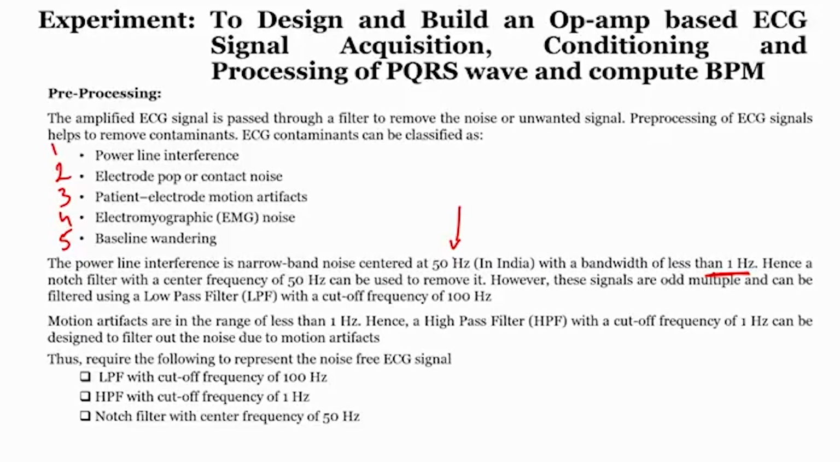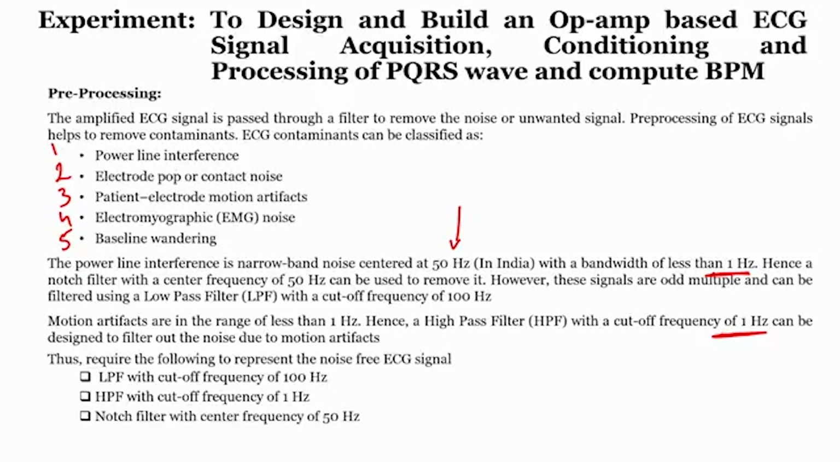However, these signals are odd multiples and can be filtered using a low pass filter with a cutoff frequency of 100 hertz. We can also use this. Now, motion artifacts are in the range of 1 hertz. So, hence a high pass filter with a cutoff frequency of 1 hertz can be used to remove the noise due to the motion artifacts.